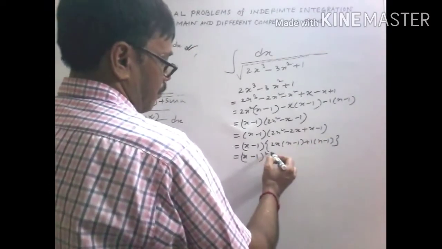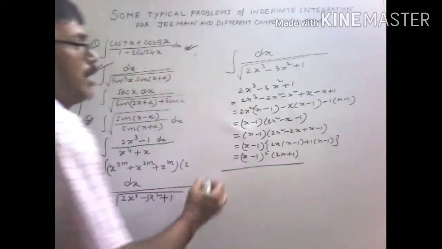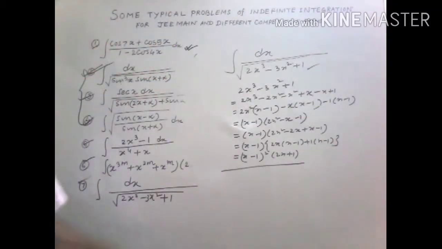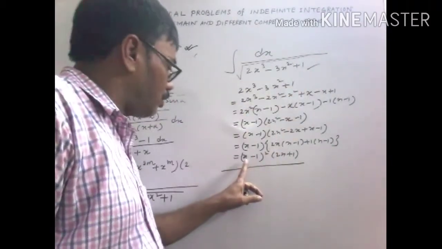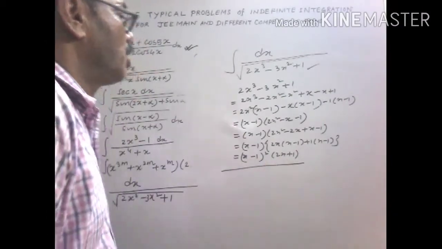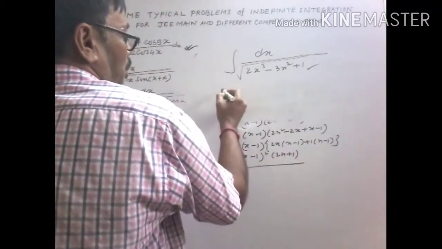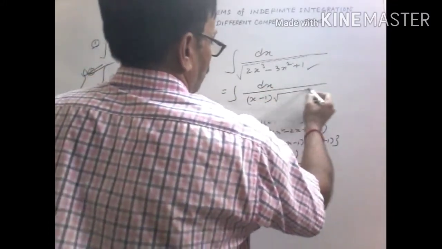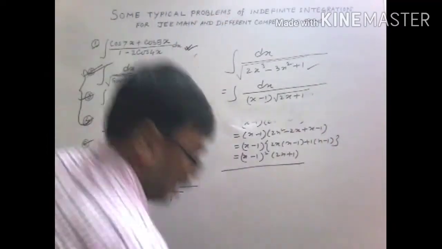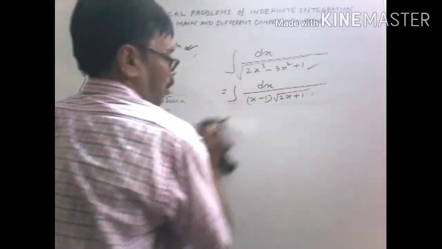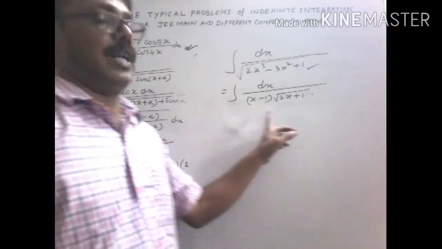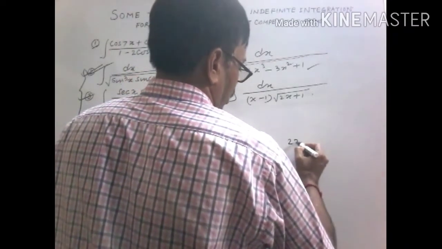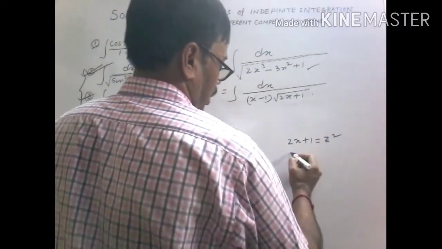So actually look, the main aim is to factorize the cubic equation. Now look, this cubic equation is equivalent to x minus 1 whole square into this. So what we are getting: x minus 1 into root over 2x plus 1. Now this is a standard problem. If both are linear, then you have to put 2x plus 1, that is the root over term, as z square. So 2x plus 1 equals z square.